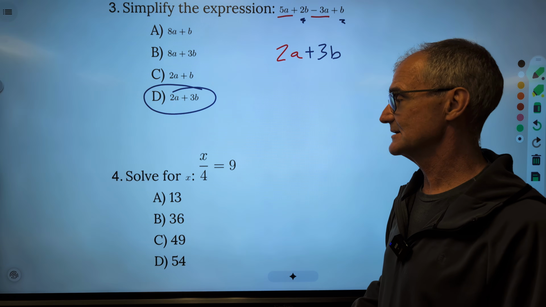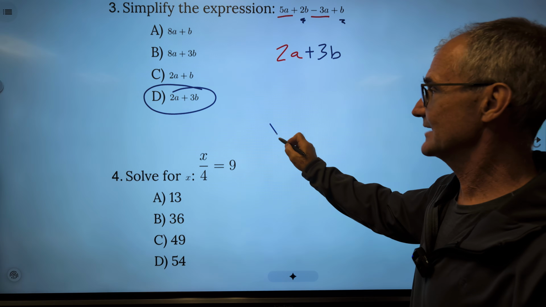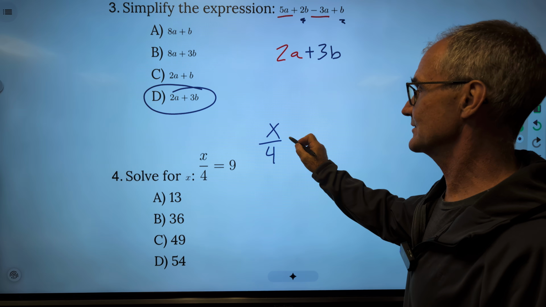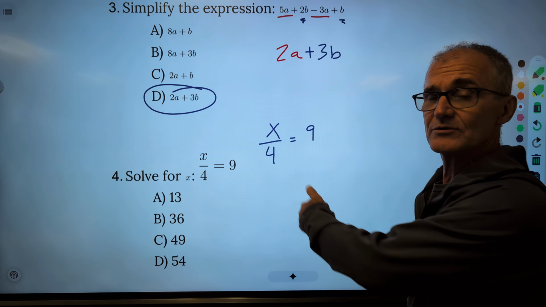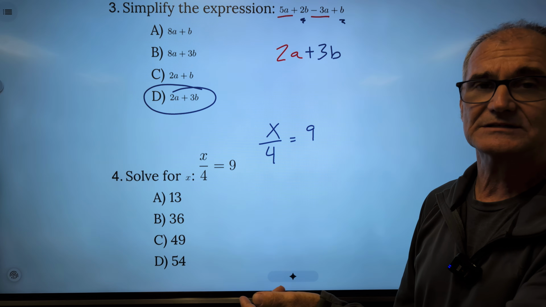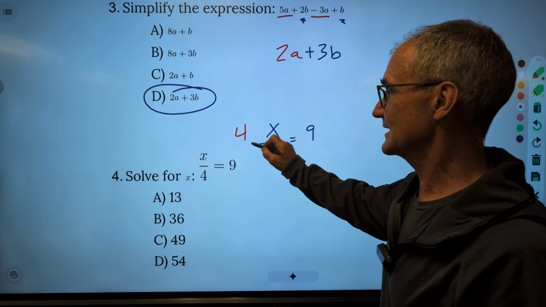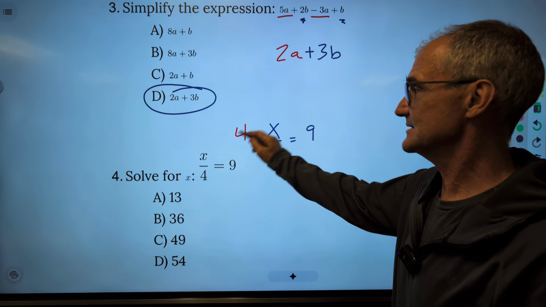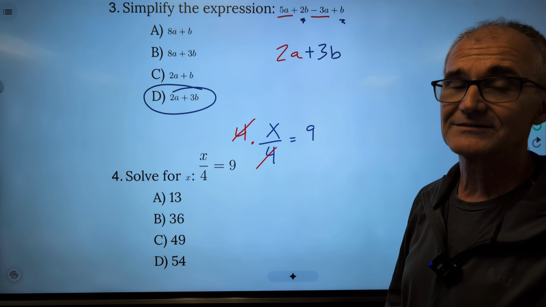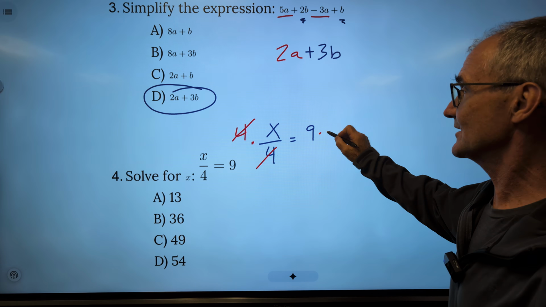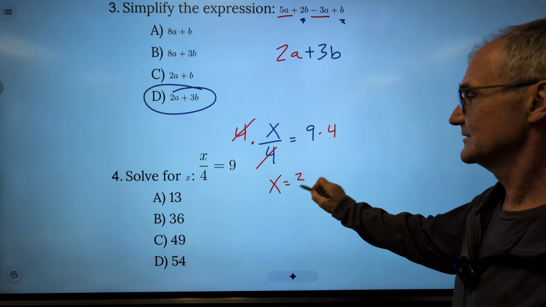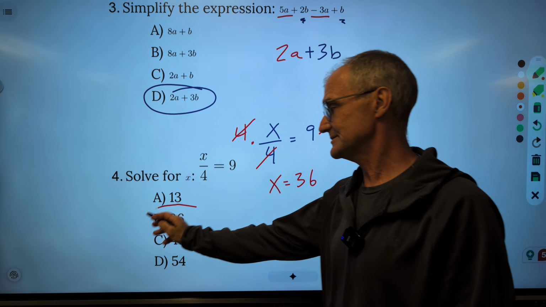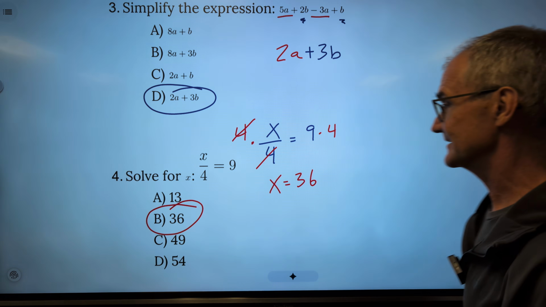Okay, number 4, solve for x. In my equation, this looks a little different. I have x divided by 4 equals 9. I am dividing by 4. The reverse operation of division is multiplication. So I'm going to multiply the left side by 4. These cancel, giving me x by itself. If I do that to the left, I also have to do it to the right. x is equal to 9 times 4, 36. Correct answer, answer B right there.